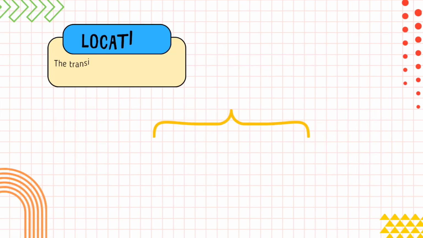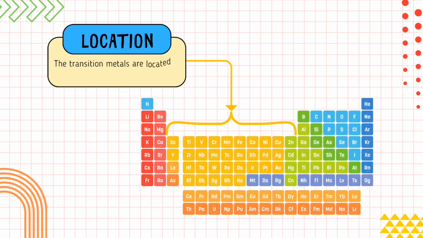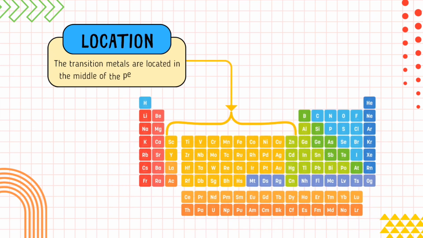Now we will study the location of the transition elements. Transition elements are those elements which are located between group 3 to 12 in the periodic table, which is basically the middle of the periodic table.